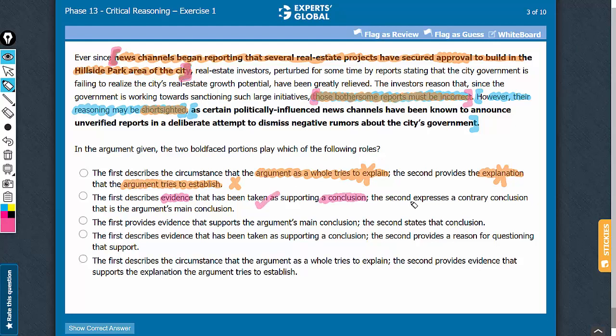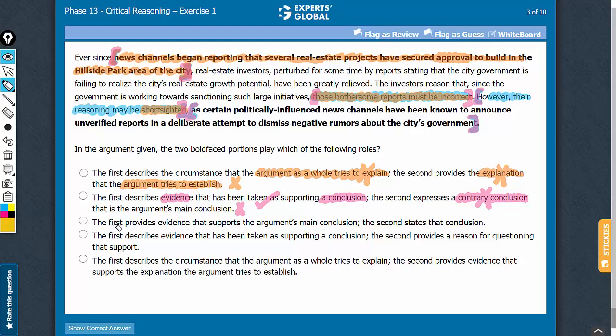Look at the second part here. The second boldface expresses something contrary. This is all right, but no, it is not a conclusion in itself. See, this simply talks about a certain practice, okay? And this practice has been used to support the main conclusion here. This is the conclusion that the reasoning, the optimistic attitude, may be short-sighted. So to call the second boldface a contrary conclusion is not correct. Answer choice B should be eliminated.